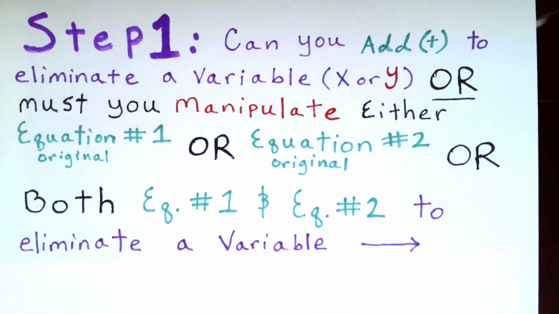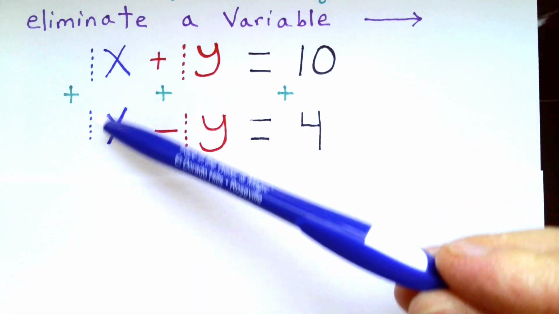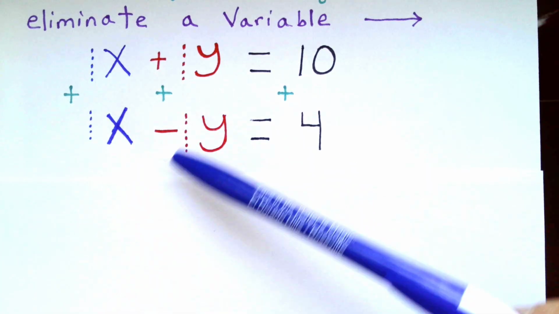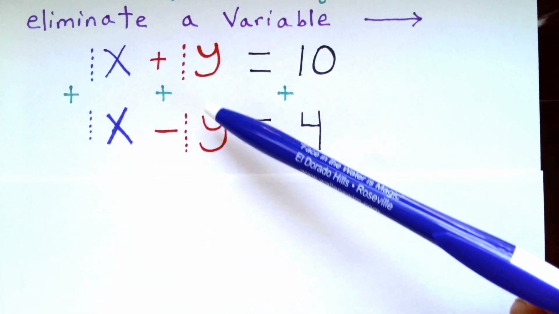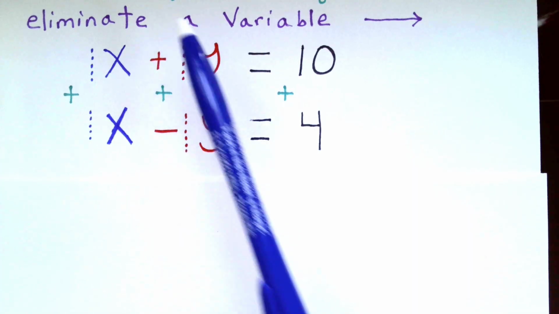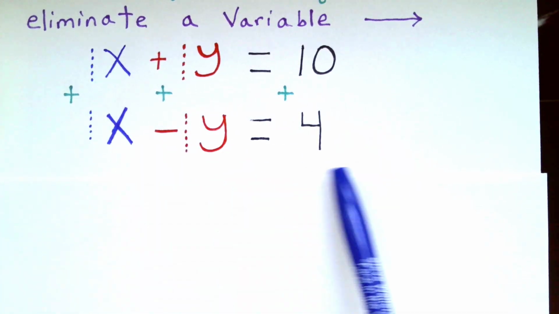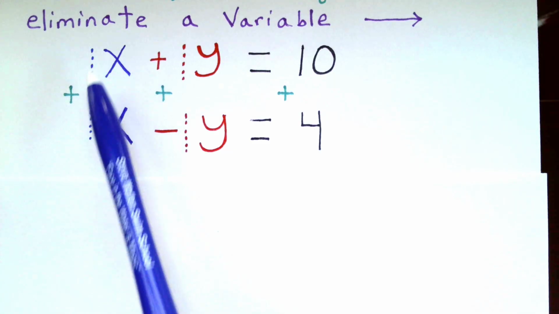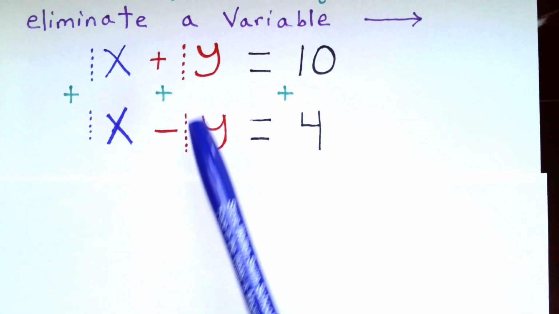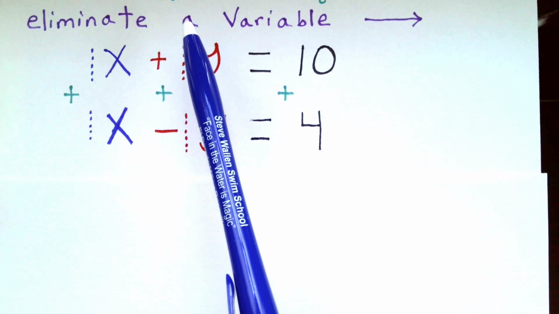What did you do in order to simplify these two equations? Well, you didn't have to do much, right? If you look, 1x plus 1x is 2x. 1y plus a negative 1y is 0. So this was already set up for you in the problem. And then 10 plus 4 is 14. So we didn't have to manipulate either one of these two equations. We added them together. 1 plus 1 is 2. 1 minus 1 is 0. And you can see it automatically eliminated that y variable.